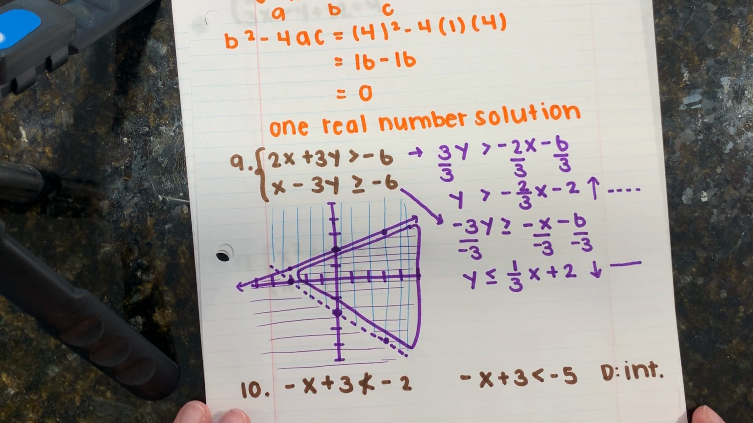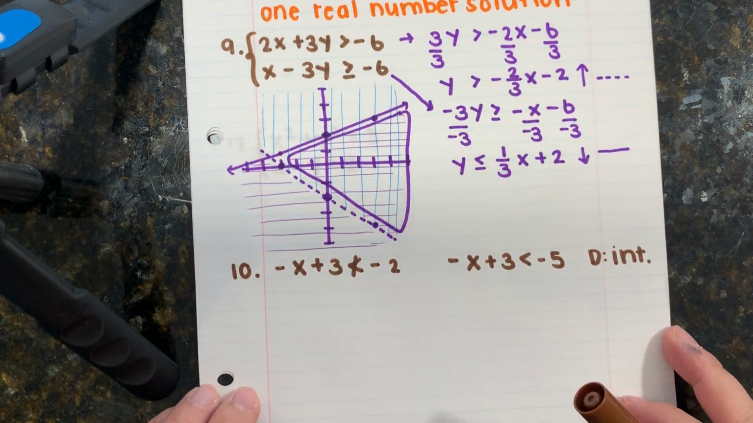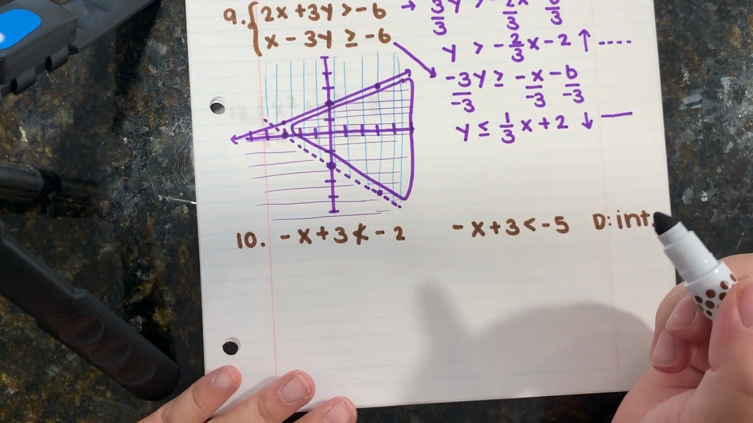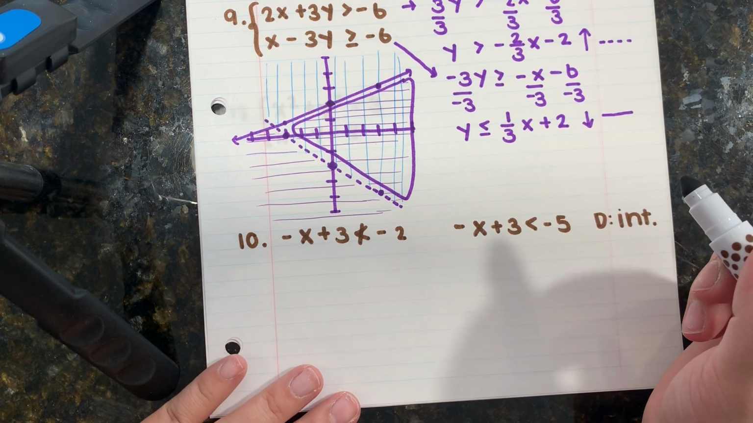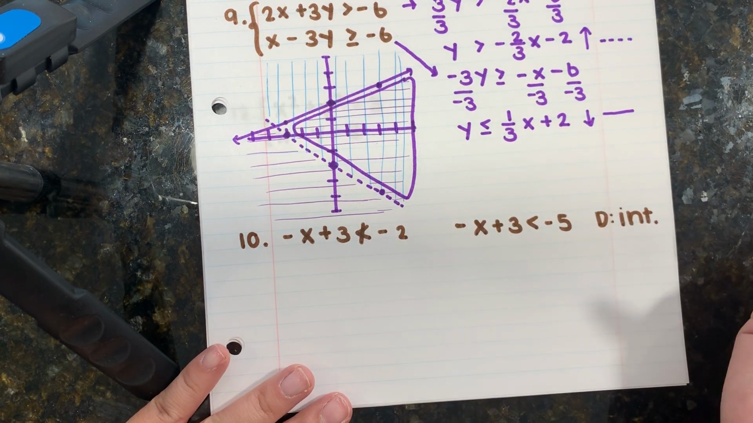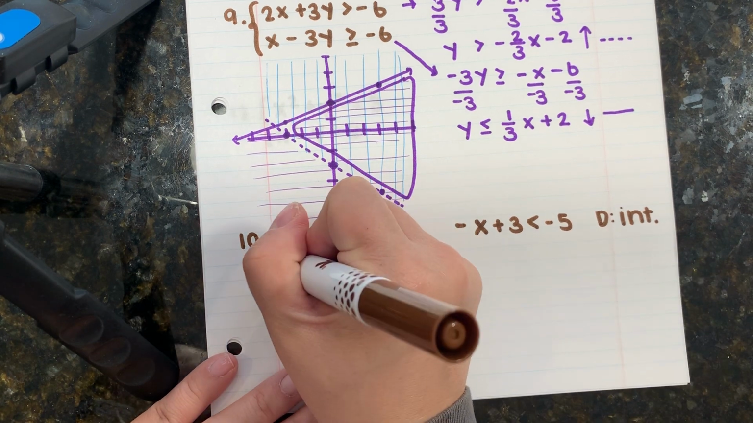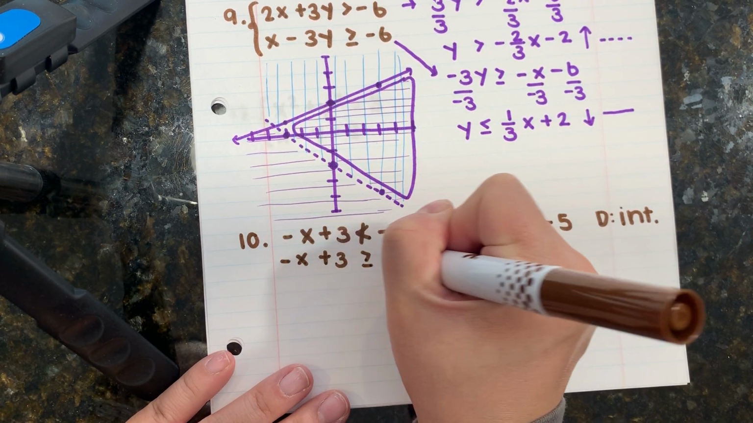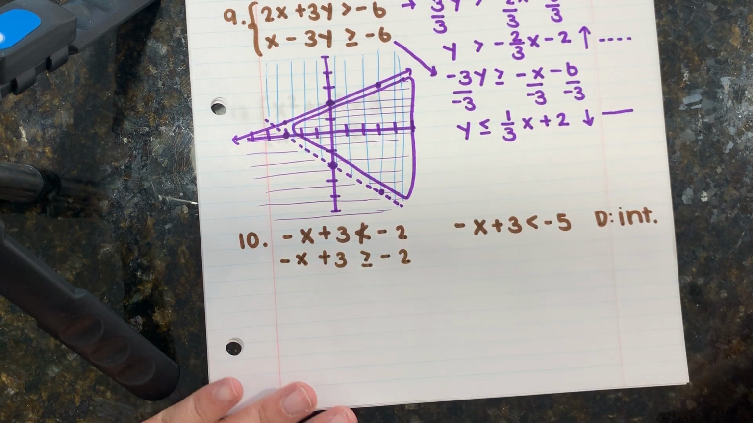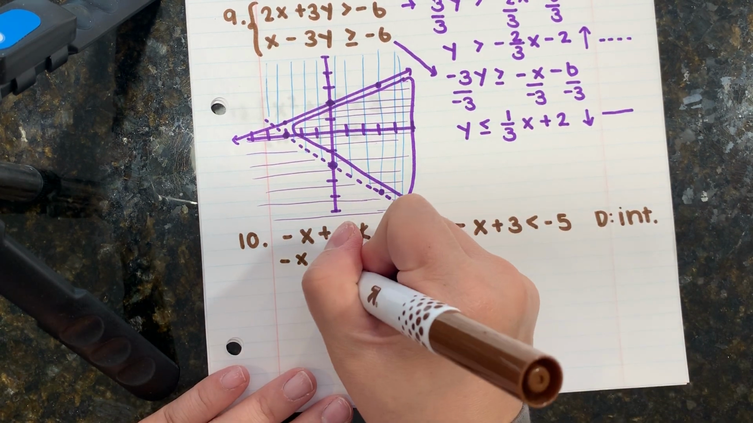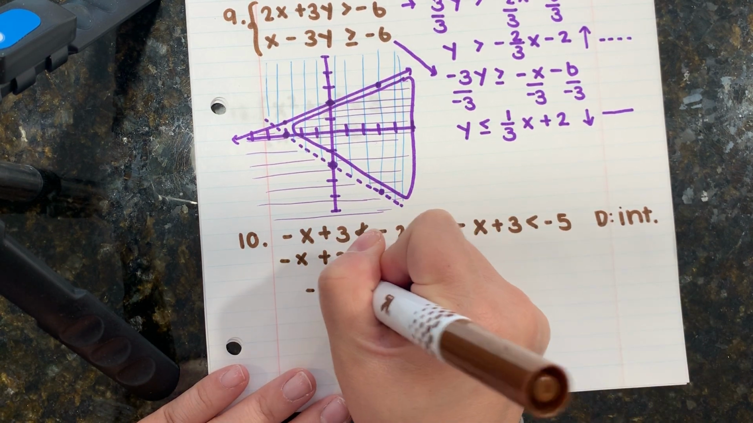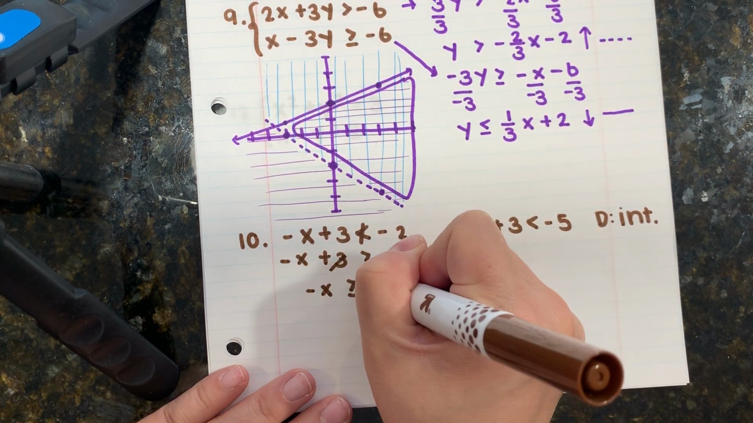Now moving on, we're going to look at number 10. So the first thing I'm going to do for number 10 is that I need to get the x by itself. But I also know that because there's a slash through this inequality sign, I'm going to have to flip that inequality sign. And because there's no equal sign, I'm going to add one in. So everything else is going to stay the same at negative x plus 3 is greater than or equal to negative 2. Then I'm going to move the 3 to the other side, subtracting it. So that would be negative x is greater than or equal to negative 5.